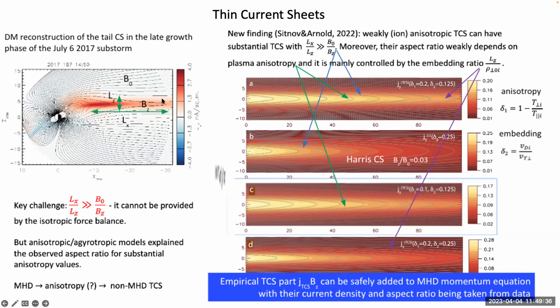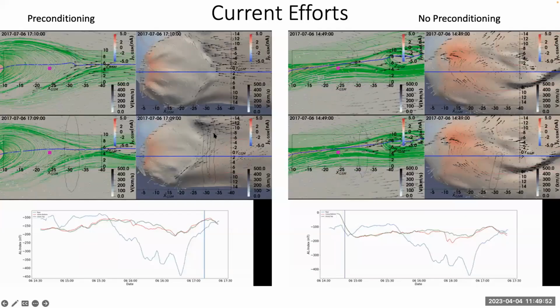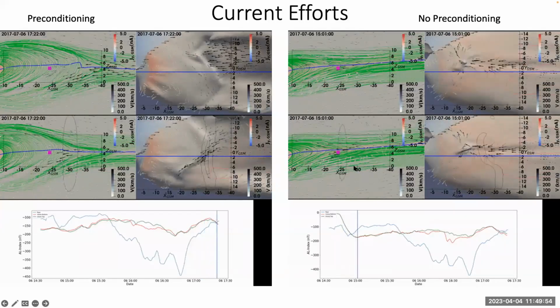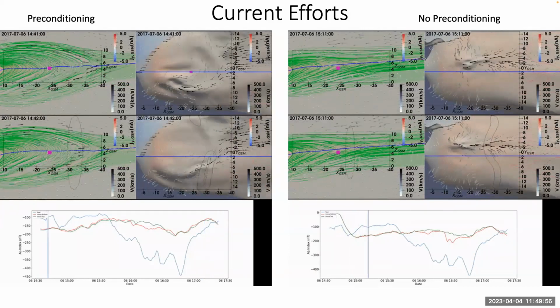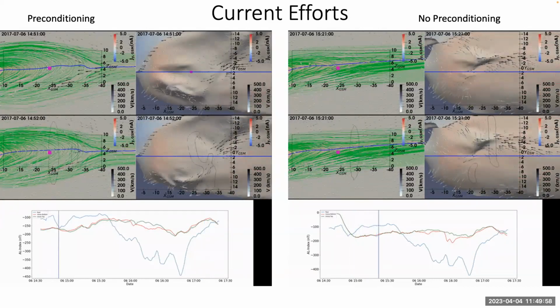And so we hope to take these thin current sheets that the data mining reconstructions do reproduce and actually use that as a force on the MHD fluid to try and stretch out the tail a little bit more realistically. And of course, if we're using this to stretch out the tail, that also helps with our preconditioning issue, because now our tail is more stretched, we have more current, and the resistivity will be more effective.